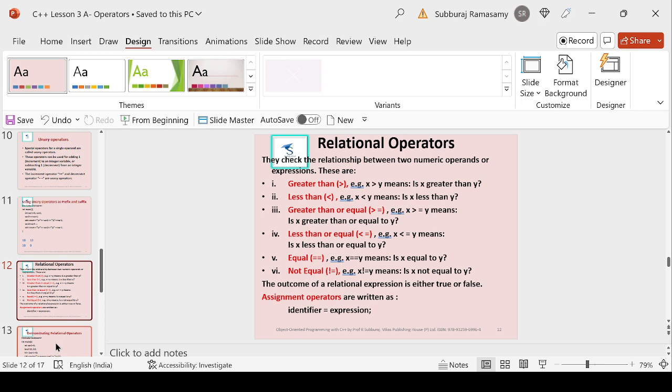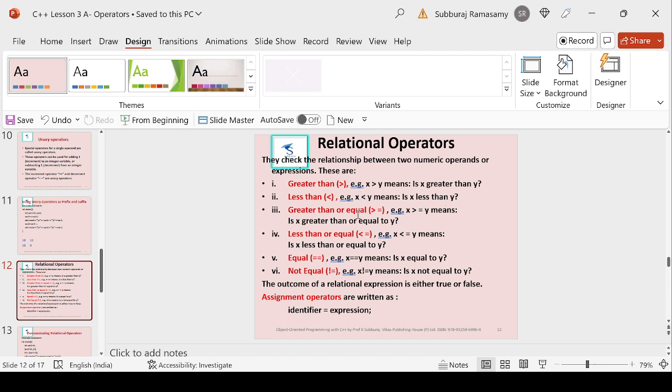So we saw the arithmetic operators, arithmetic assignment operators. Now we will look at relational operators. Relational operators are very useful for checking the relationship between two variables or two constants. They check the relationship between two numeric operands or expressions. Suppose you write x greater than y, it will check whether x is greater than y. If so, it will be true. If not, then it will be false. Similarly, x less than y means it checks whether x is less than y.